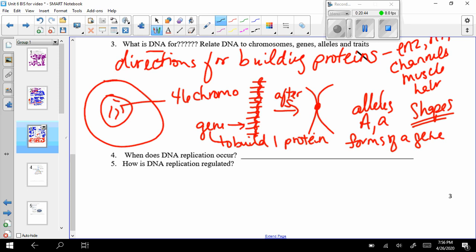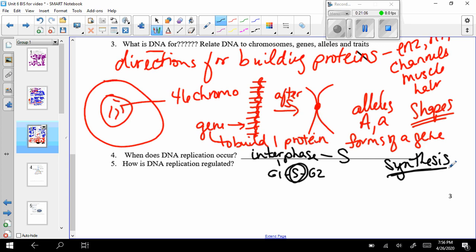When does DNA replication occur? It occurs in interphase, and it occurs during S. You will remember the interphase goes G1 and then S and then G2. During the S portion of interphase, S stands for synthesis, and it means the synthesis of DNA, making a copy of all the DNA.